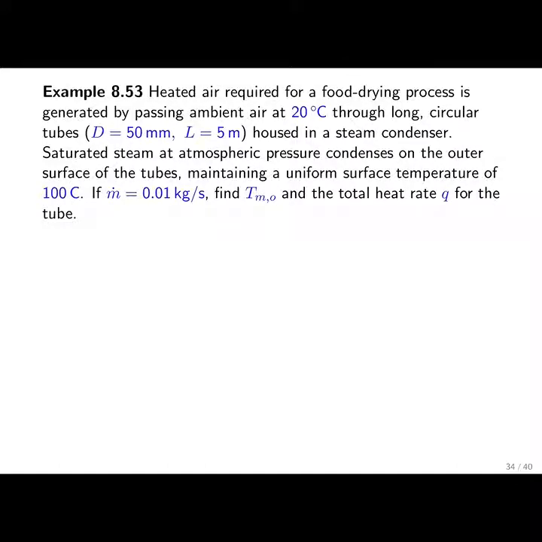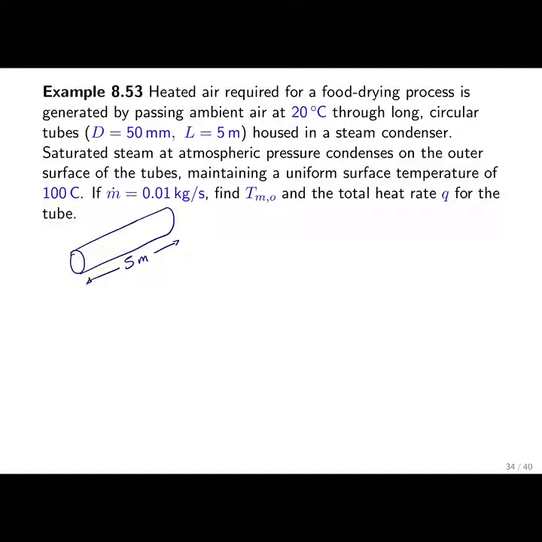This is problem 853. The problem consists in heating air with a steam condenser. The main idea is that we have a tube, and this tube is 5 meters long and has a diameter of 50 millimeters, and steam is condensing on the surface. The condensation happens at a constant temperature, so this is a problem with constant surface temperature.